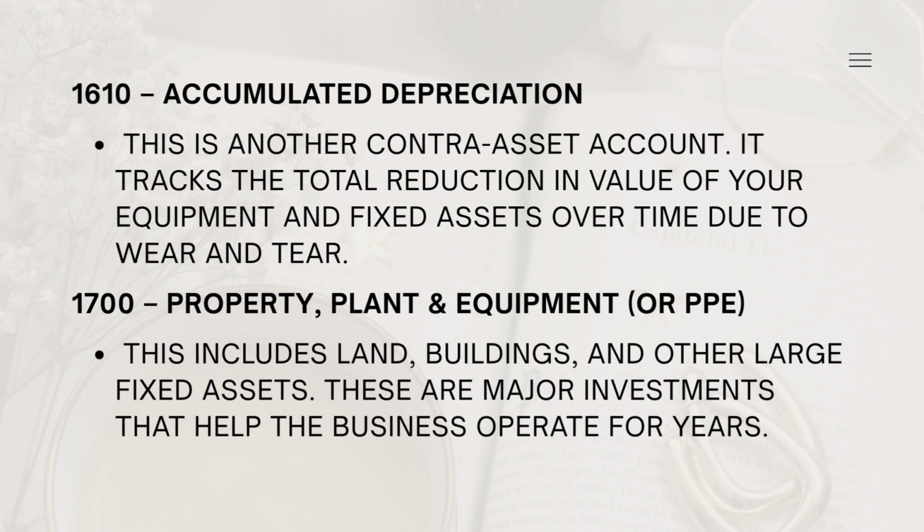1610, accumulated depreciation. This is another contra asset account. It tracks the total reduction in value of your equipment and fixed assets over time due to wear and tear. 1700, property, plant, and equipment, or PPE. This includes land, buildings, and other large fixed assets. These are major investments that help the business operate for years.